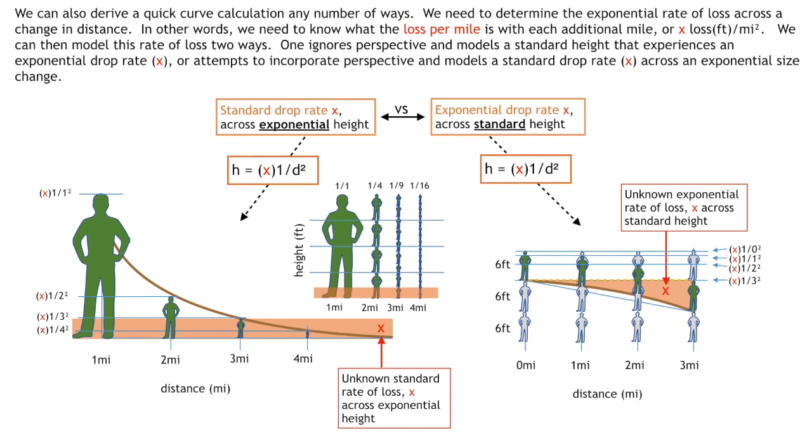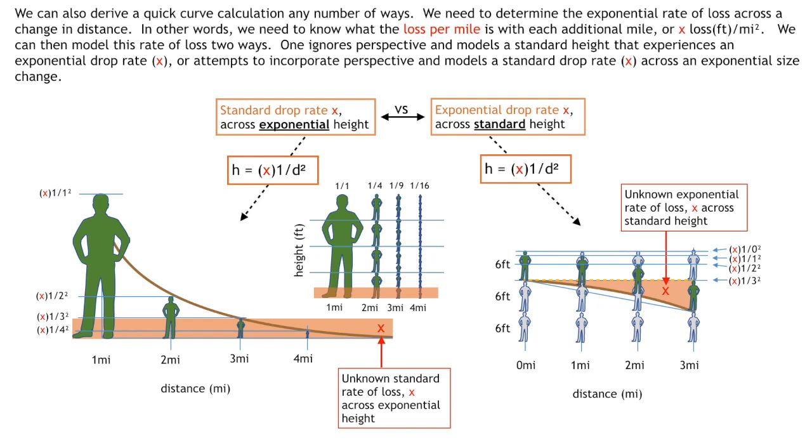So we can also derive a quick calculation formula any number of ways. We need to determine the exponential rate of loss across a change in distance. So in other words, we need to know what the loss per mile is with each additional mile, or the x loss of feet per mile squared. We can then model this rate of loss two ways. One ignores perspective and models a standard height that experiences an exponential drop rate, or attempts to incorporate perspective and models a standard drop rate across an exponential size change.